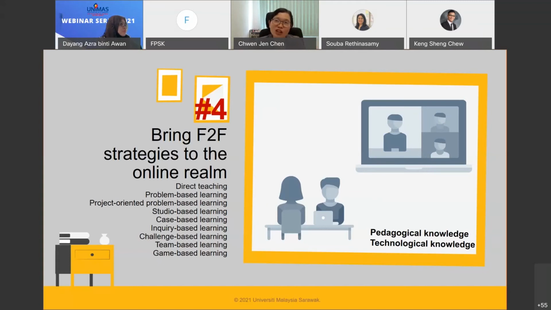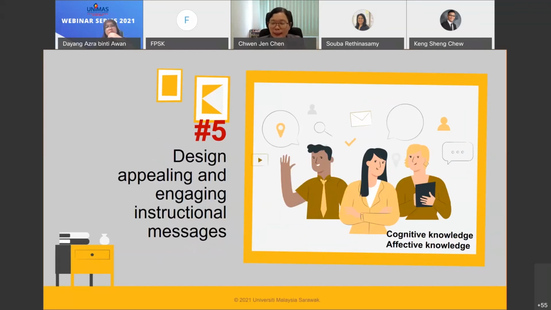Knowing the potential of the technological tools will actually inform you what kind of pedagogy that you can employ. So in this case, I would say that both knowledge is very important. And when you design the instructional messages, make sure you have this cognitive and affective knowledge, where you try to make it appealing and engaging by applying some of the visual design principles and audio design principles that I mentioned.